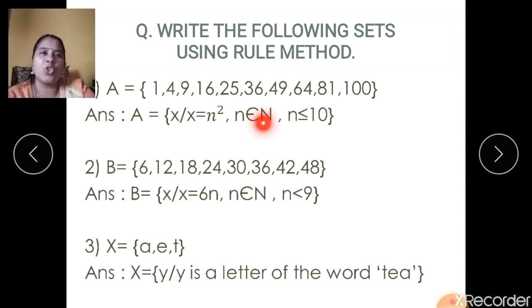n belongs to natural numbers. What are natural numbers? Natural numbers start from 1 till infinity. But I am restricting my value of n to less than or equal to 10. Yes, less than or equal to 10 means n can be 10.